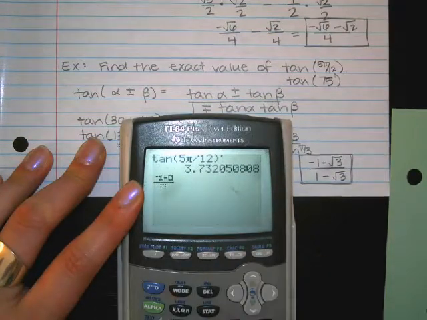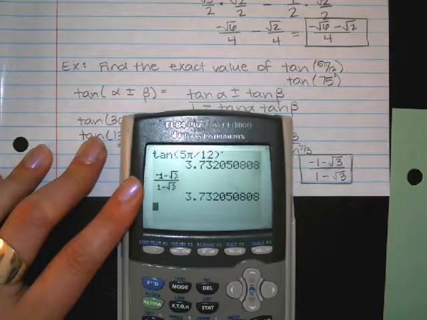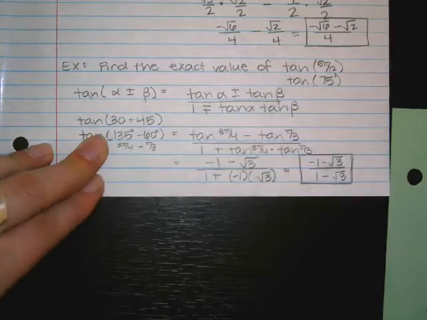-1 minus square root 3 over 1 minus square root 3. And we got it. Okay? All right. We're going to do that problem again.